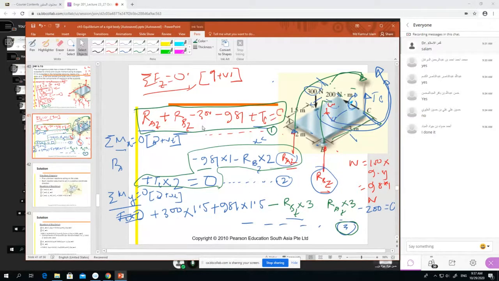Now I told you to solve these three equations, 1 to 3, and you will get the result. We have three unknowns. You will get the unknowns from there, right? I told you, right? These three unknowns: one is RAZ, RBZ, and TC. These three unknowns you will get from three equations.